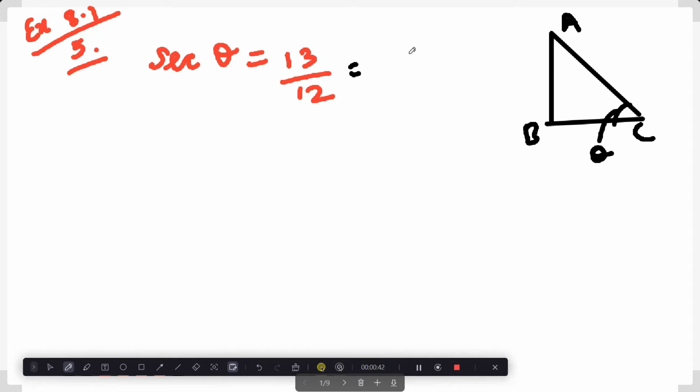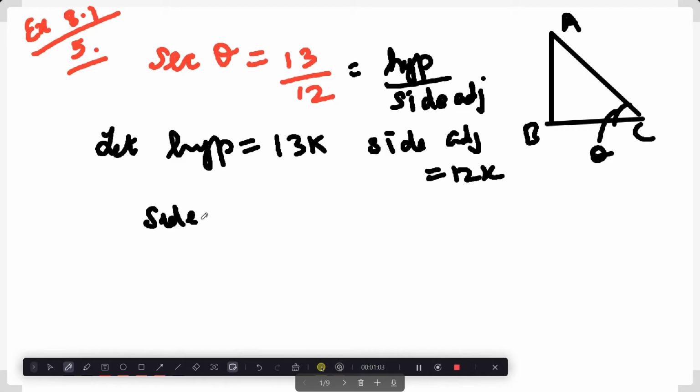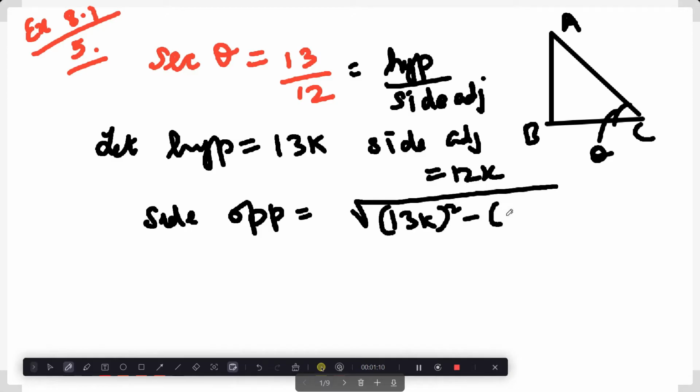What is cos theta? Side adjacent upon hypotenuse. So what is sec theta? Hypotenuse upon side adjacent. Right? So that means let hypotenuse be equal to 13k. Side adjacent to theta be 12k. So then by Pythagoras theorem, side opposite will be root of 13k square minus 12k square, which is what?